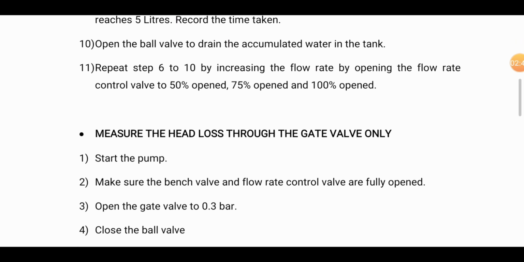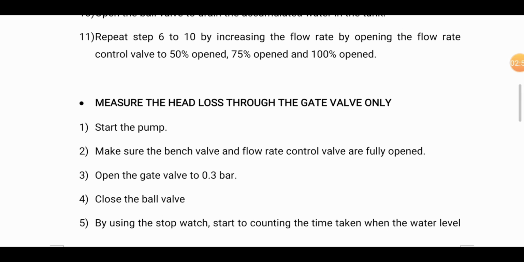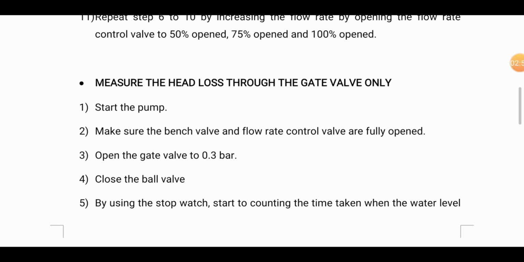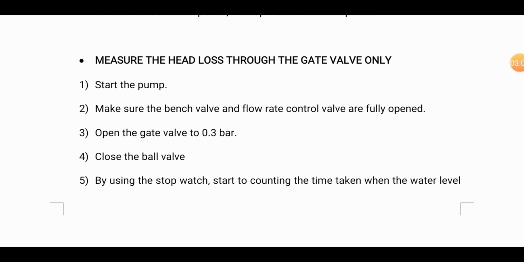So the second experiment, we just need to measure the head loss through only the gate valve. For the second experiment, we don't need to repeat the removal of air bubbles process because the air bubbles are already gone.